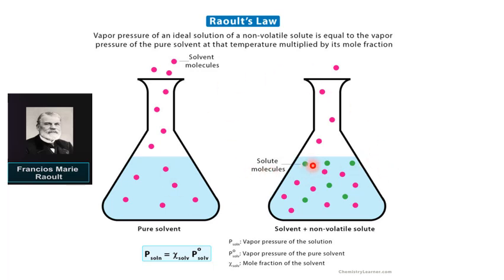Then by means of Raoult's law, the vapor pressure of the solution is equal to the mole fraction of the solvent times the vapor pressure of the solvent. X solvent denotes the mole fraction of the solvent, and P° solvent denotes the vapor pressure of the pure solvent. So the vapor pressure of the solution is equal to X solvent, the mole fraction of the solvent, times the vapor pressure of the pure solvent.